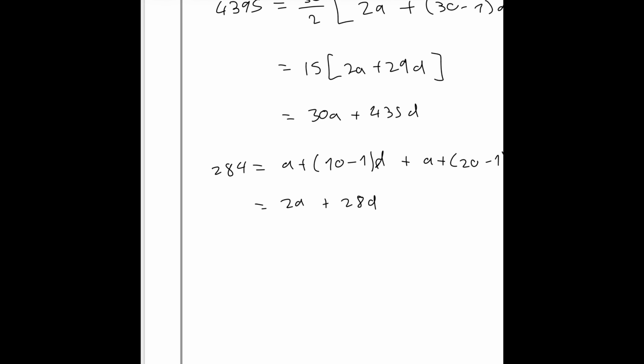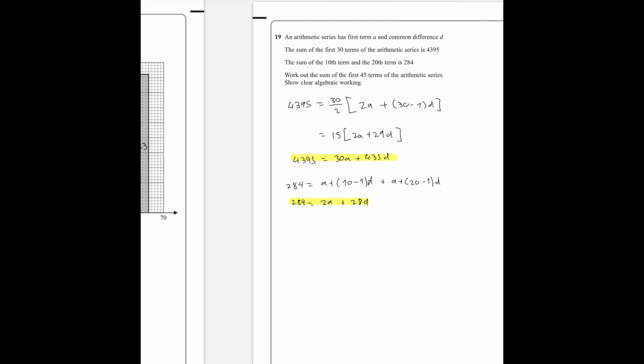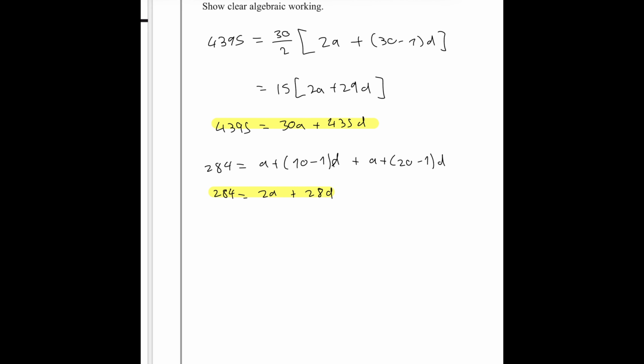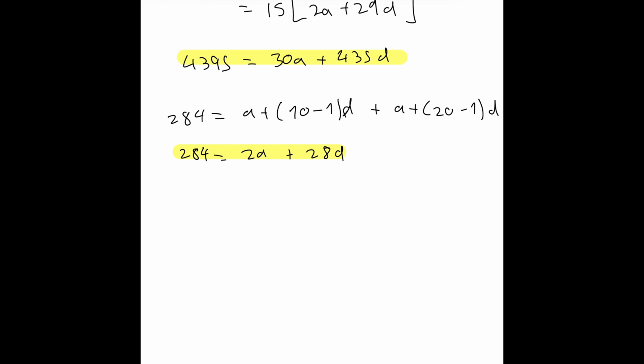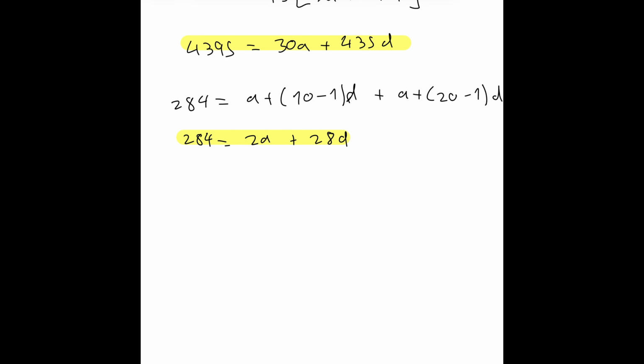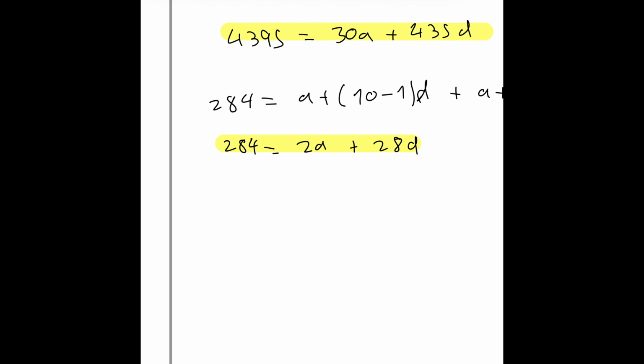All right, so now we have 2 equations. Let's rewrite them in a better form. Let's highlight them a little bit so it's easier to see. Okay, so that's the 2 equations we have. And now to find either one, it's a simultaneous equation. Let's say this is equation 1, this is equation 2.